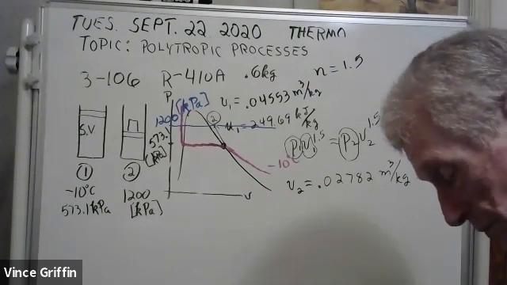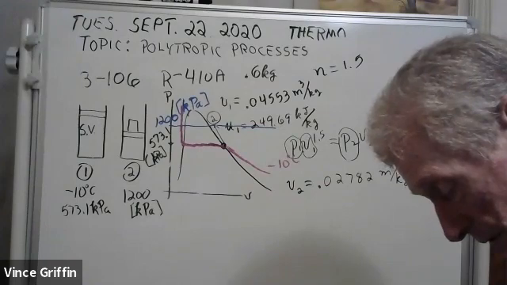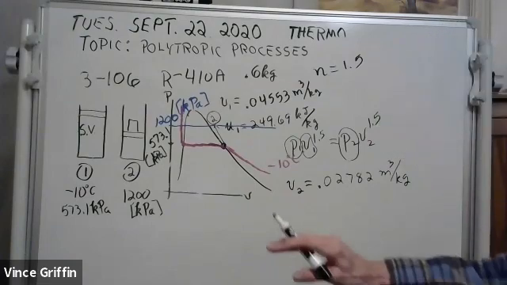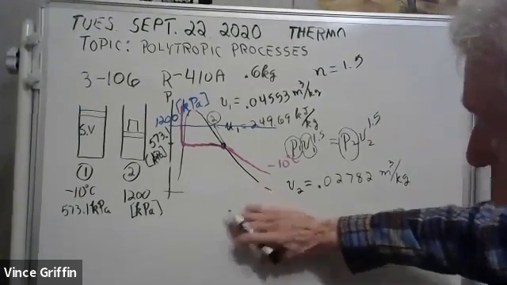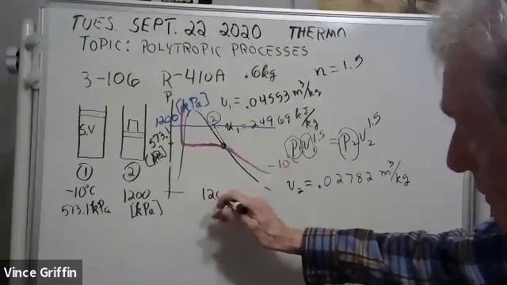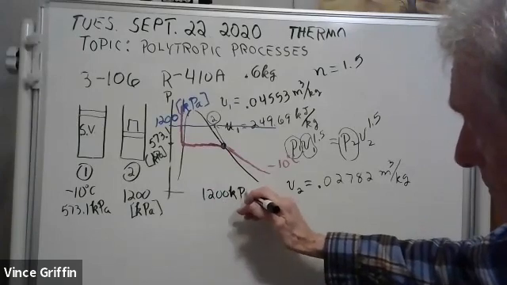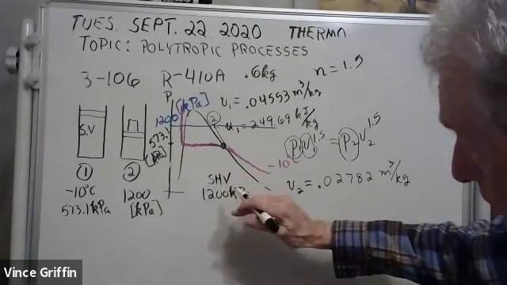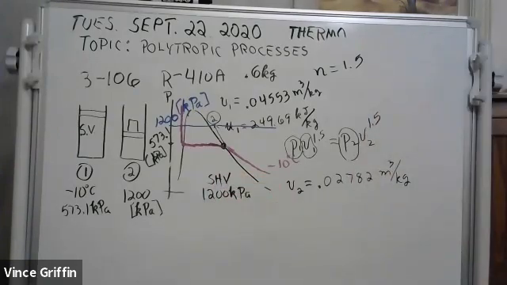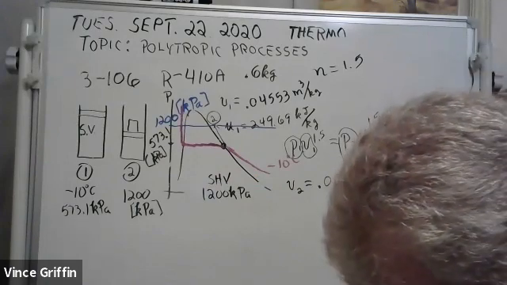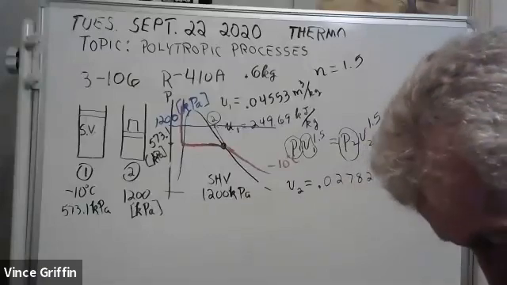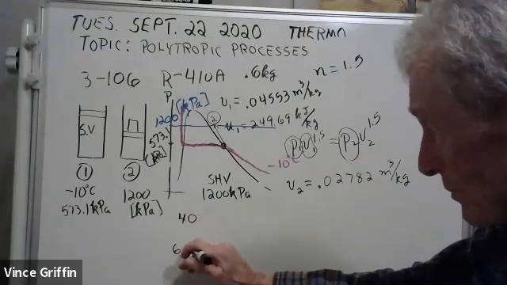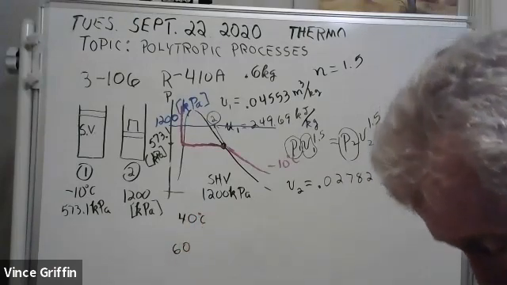So what we're going to do is go to superheated vapor and look up 1200. Shop with me. There's 1200. Now, right now, I need a little room here. We're in the 1200 kilopascal superheated vapor table. And what we want is 0.02782. You know what? It's between 40 and 60 degrees Celsius.